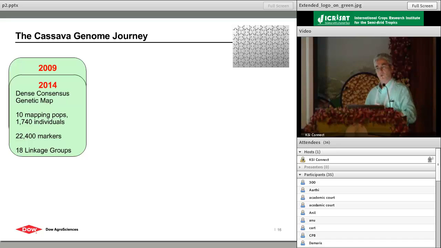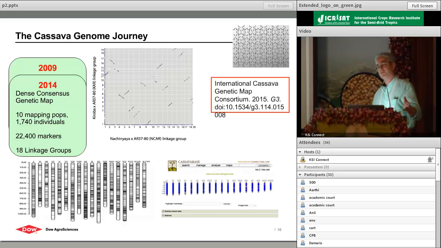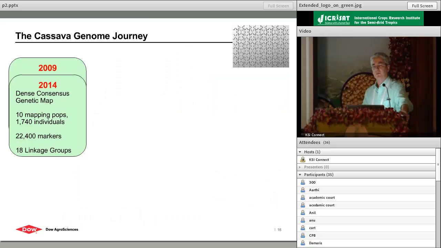So one of the powerful tools for this is genetic maps, a dense genetic map. And cassava is not the organism you would pick if you wanted to do genetics. It's very difficult to produce large numbers of populations. Crosses are kind of tedious. You get one seed per attempt, and it's really difficult and hard work.